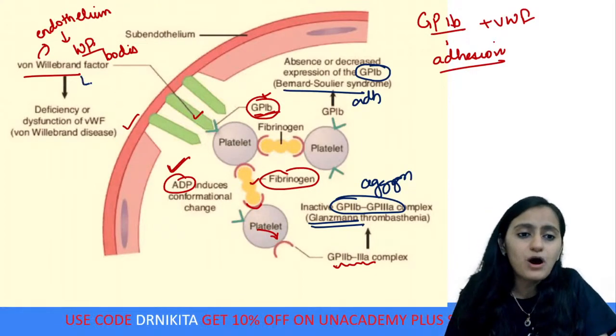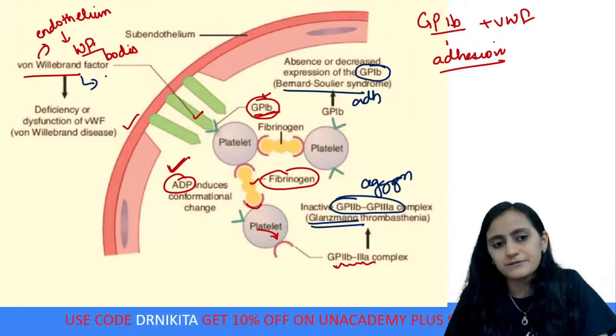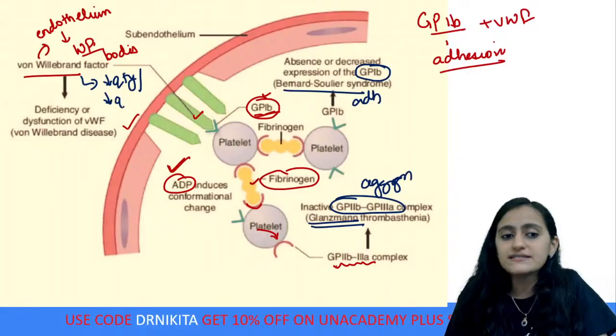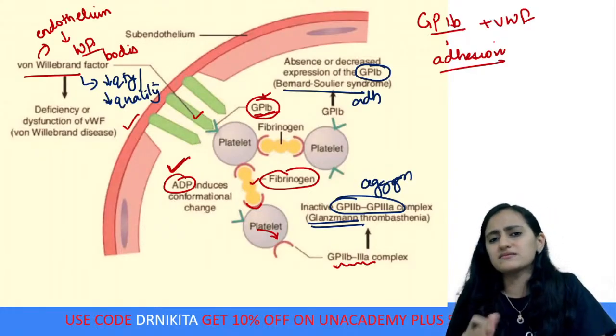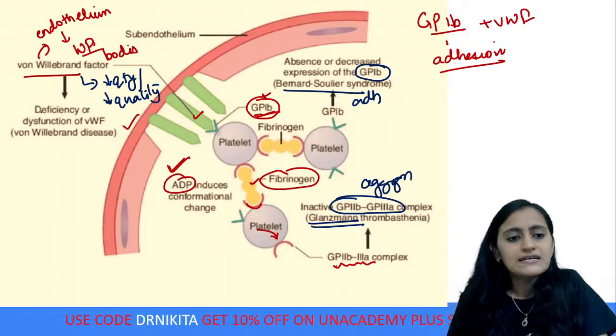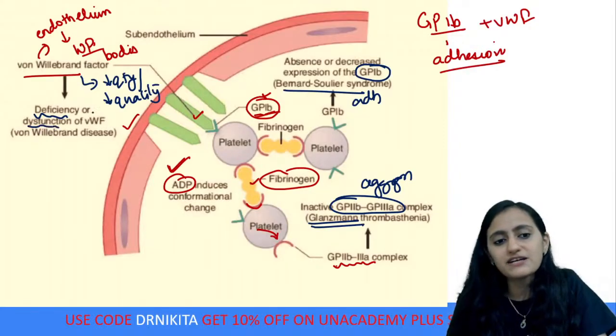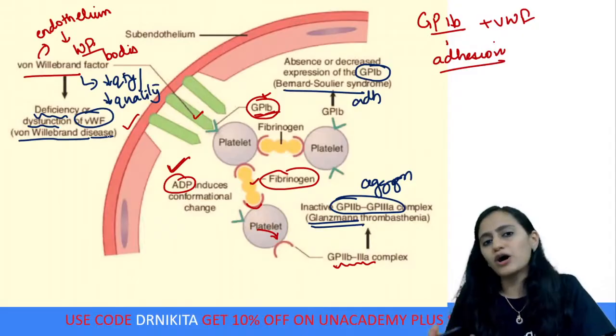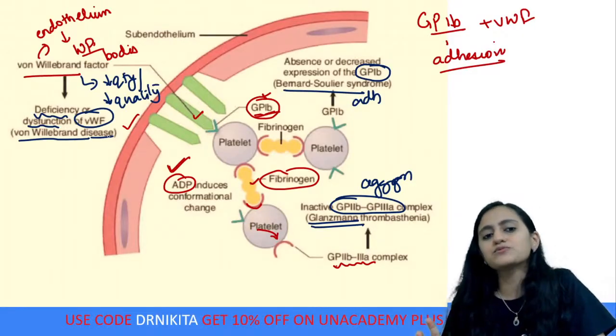And when you have a problem in von Willebrand factor, either there is decreased quantity or the quantity is normal but the quality is decreased. That means it is not functional. So there is deficiency or dysfunction of von Willebrand factor. That is what leads to your von Willebrand disease.